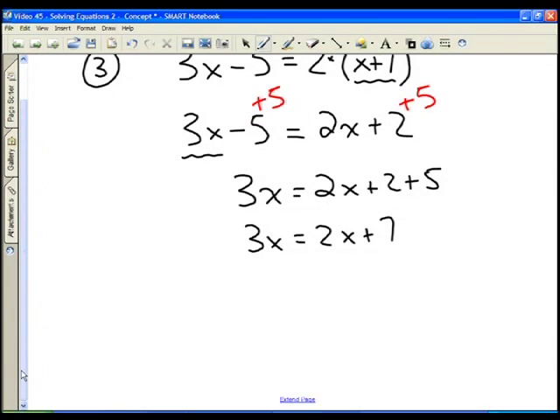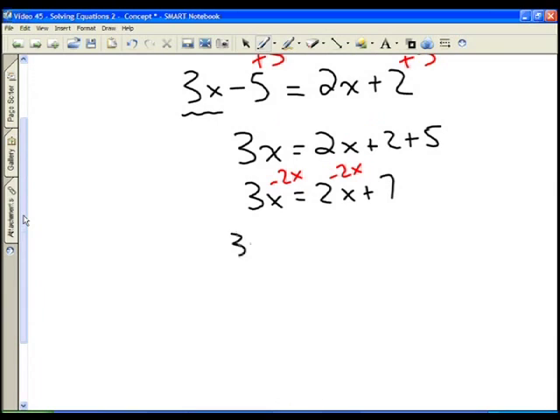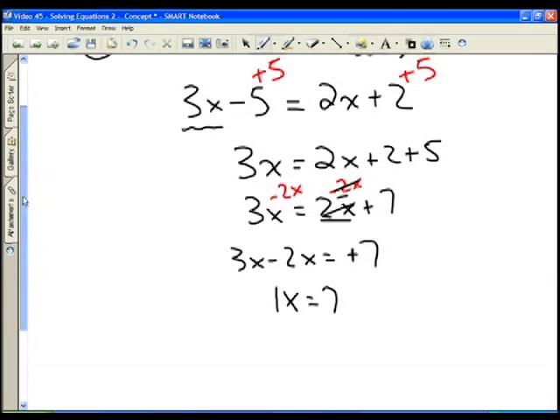And now what we need to do is collect our terms with the x's on the left-hand side. So we're going to subtract 2x and subtract 2x from each side. And so this will leave us with 3x minus 2x is equal to positive 7. This 2x and negative 2x will cancel each other out. And now 3x minus 2x is just 1x. And so we've solved now, and x is equal to 7.